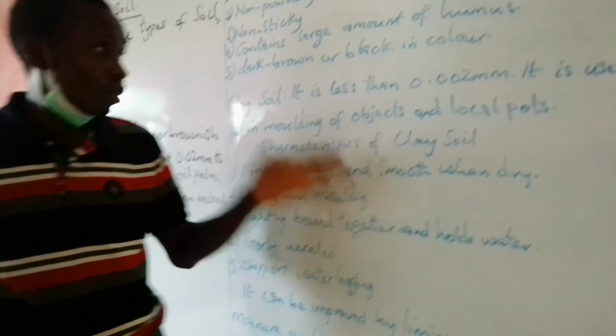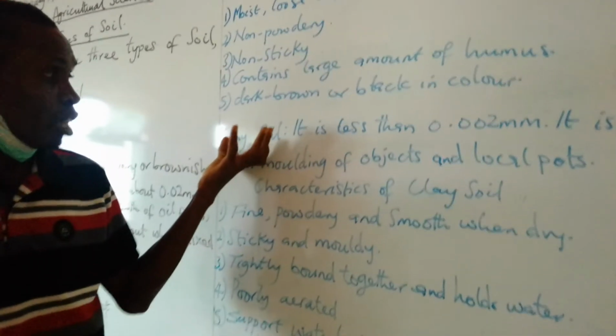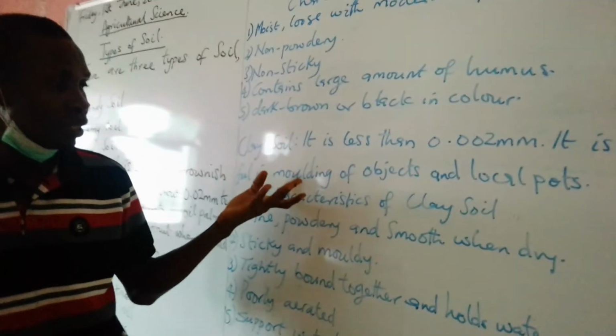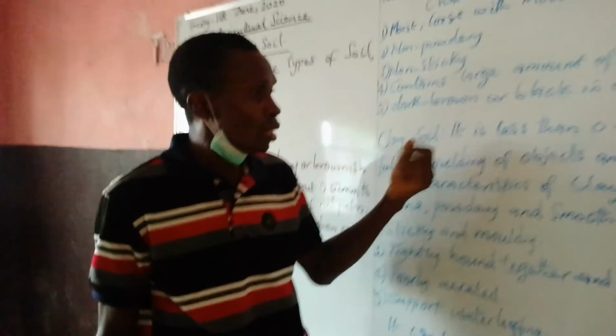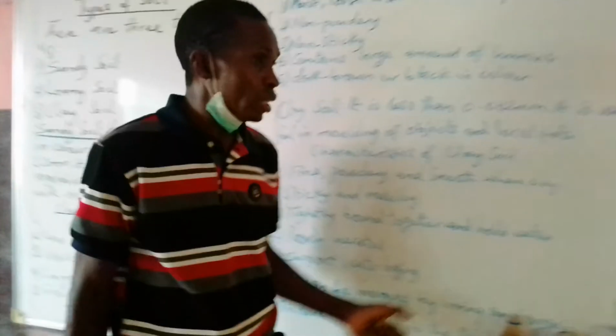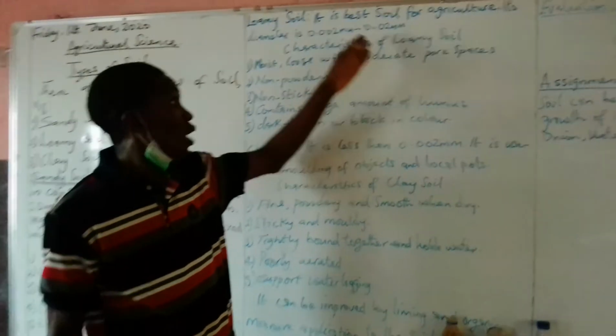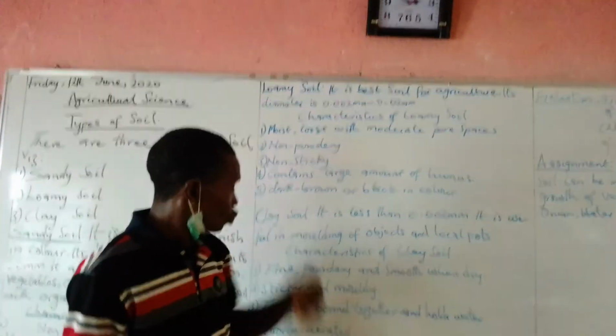That helps in agriculture. You can plant your yam in clay soil. Yams can be planted. Other plants like oil palm can do well there, and most trees can do well in clay soil. But the best soil for agriculture is the loamy soil.